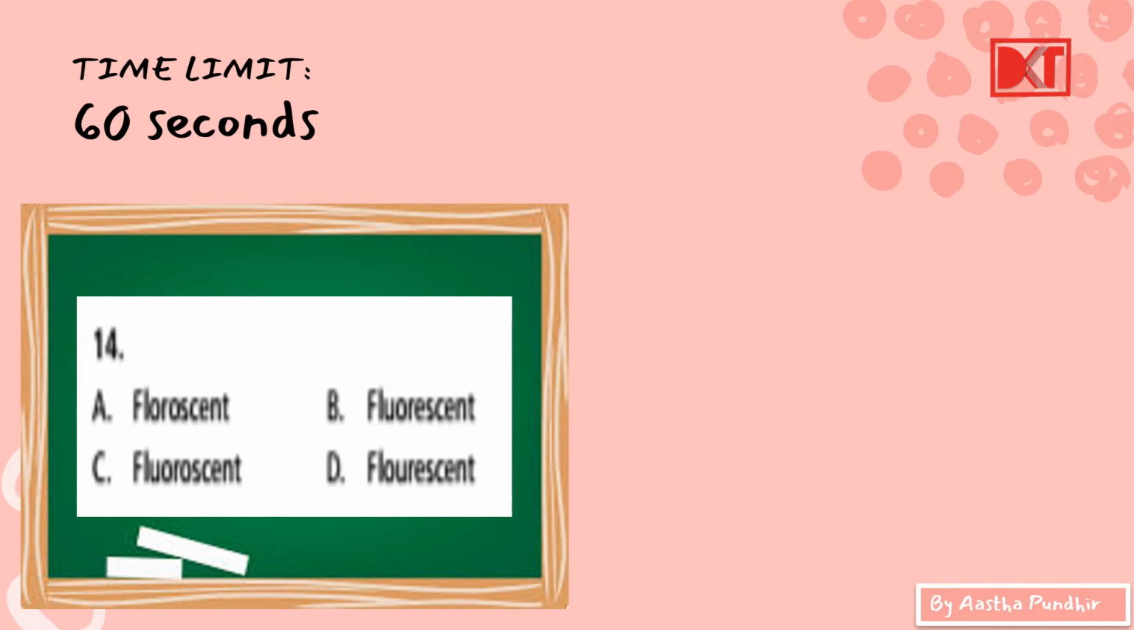Okay, so here the word is fluorescent. Fluorescent is something that is, I can say, vividly colorful, very colorful and very bright. Okay, here the correct spelling is B. Fluorescent.